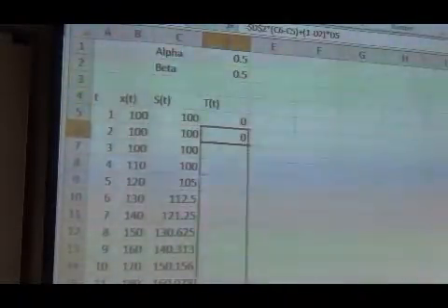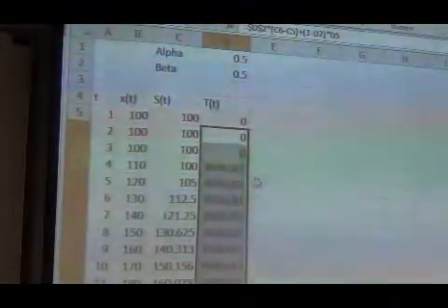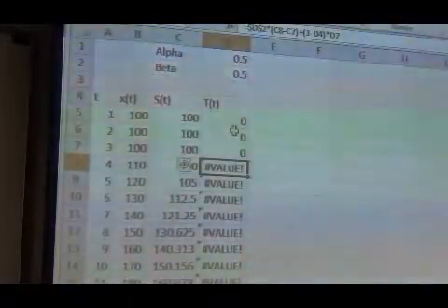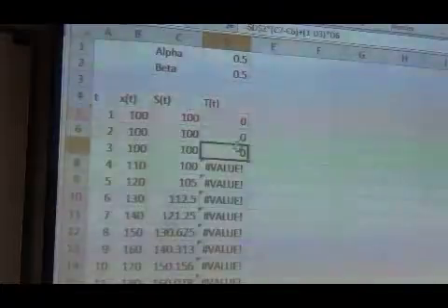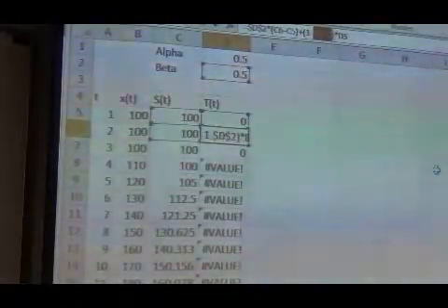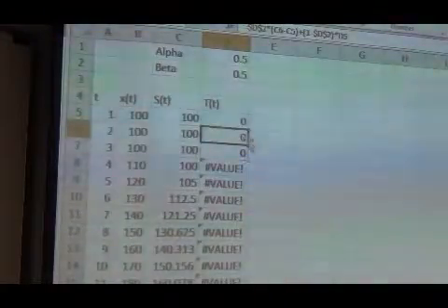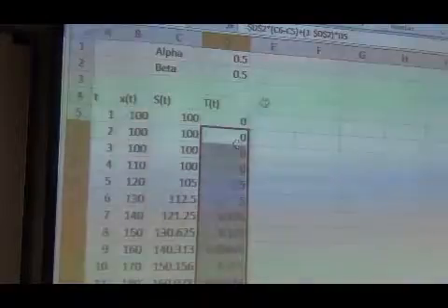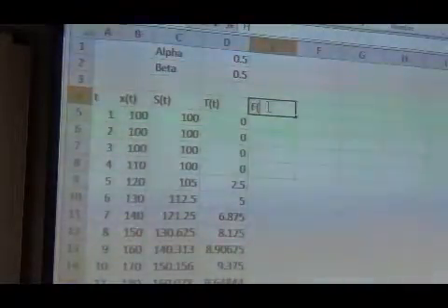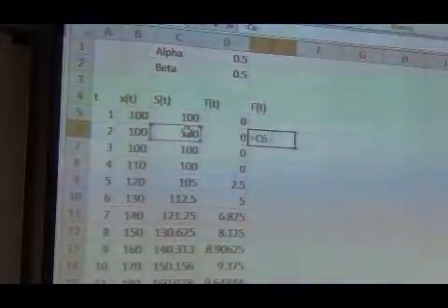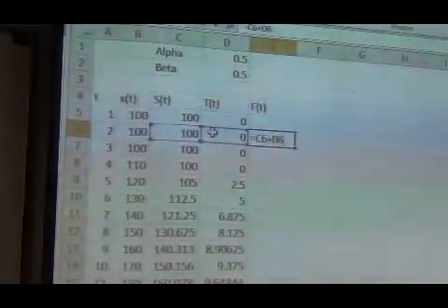So now we have a T value. I miscomputed that by not making the beta field an absolute reference. Can't do that. There we go. And from that, we can compute a forecast. So our forecast is always S plus T.